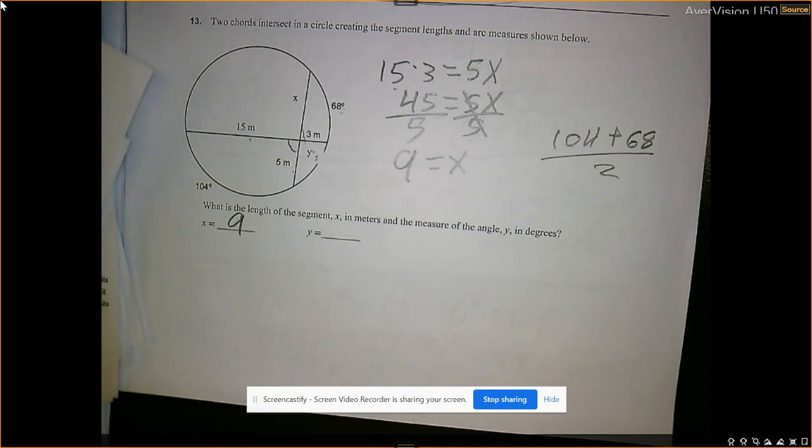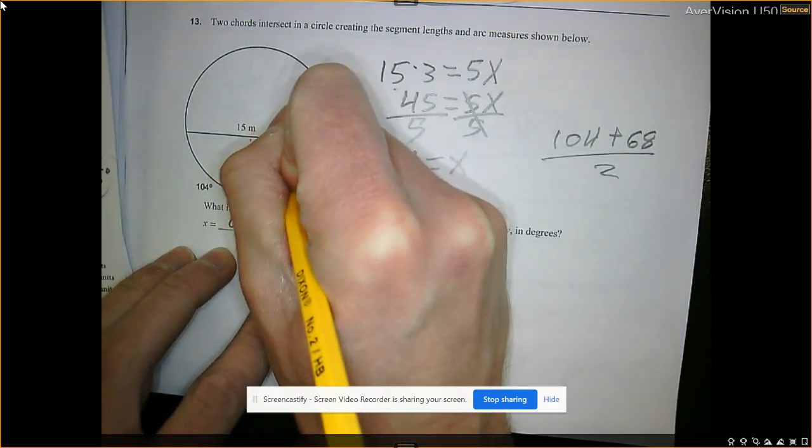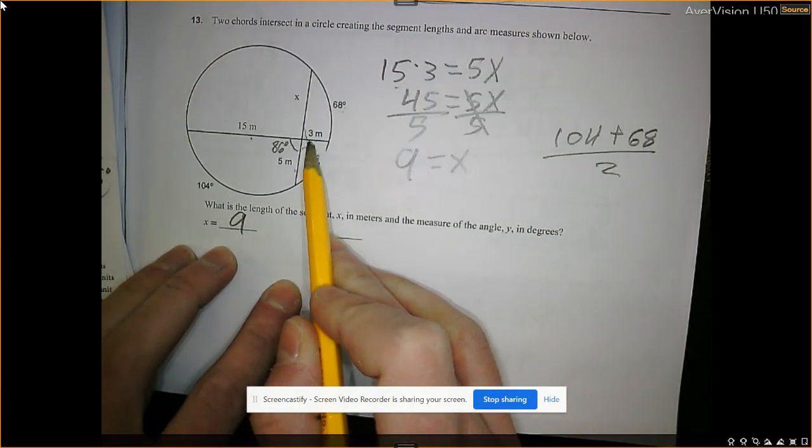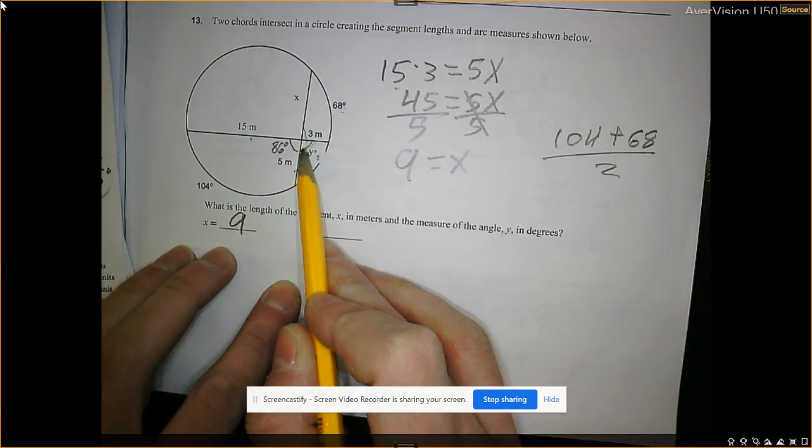Okay, well, what exactly is that? That is 104 plus 68 divided by 2. Let's do it real quick. Enter, divided by 2. That's 86. That means this is 86 degrees here. This would be 86 degrees here also. But it's asking for this angle. We're asking about angle Y.